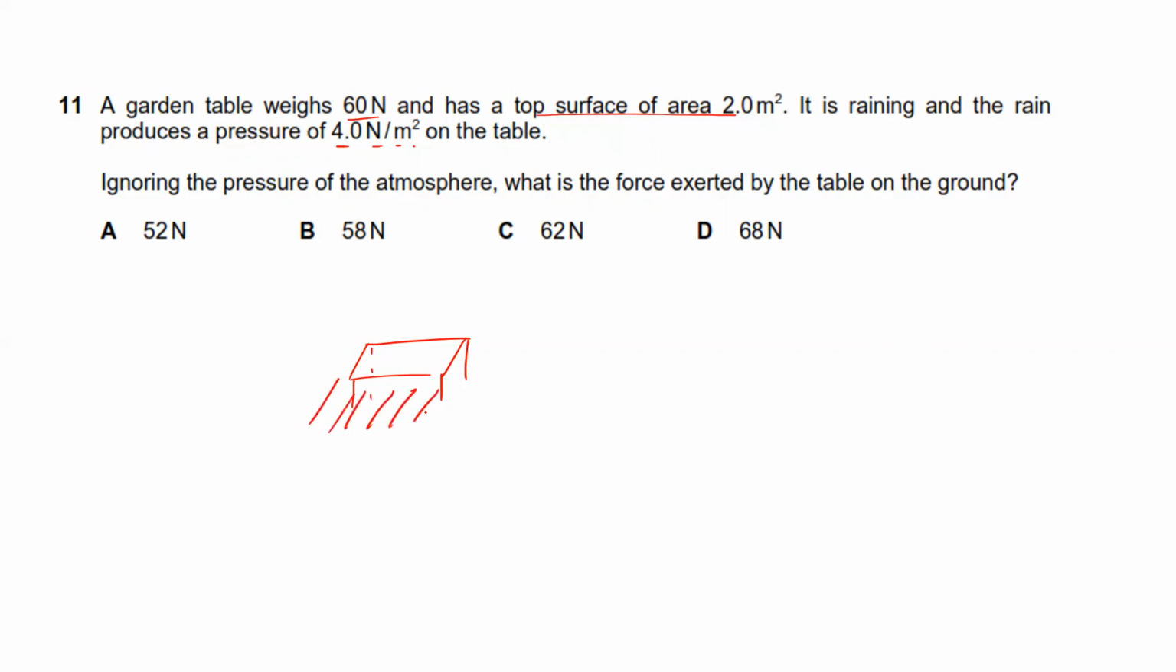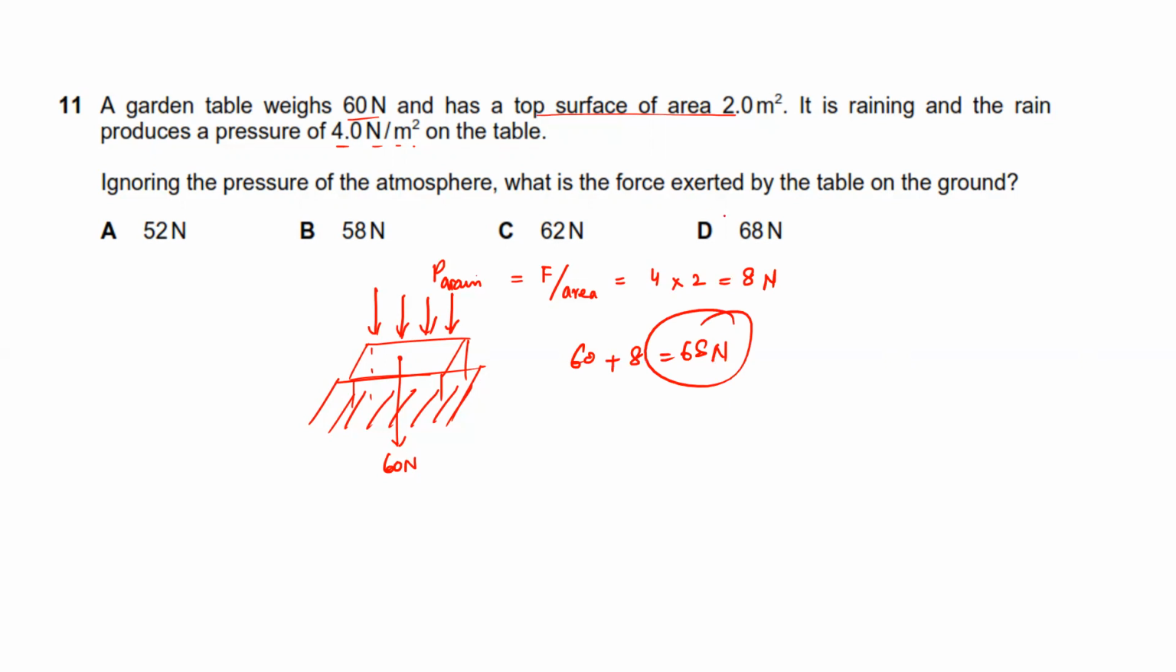This is the ground we have. So the table is here. The weight of the table is 60 newtons. Then atmospheric pressure because of rain. Pressure is force per unit area. The force is 4 multiplied by the area. Area is 2, so it is 8 newtons. So the total force will be 60 newtons plus 8, which is 68 newtons. So if there is an option, yes, we have answer D. That is the right answer in this case.